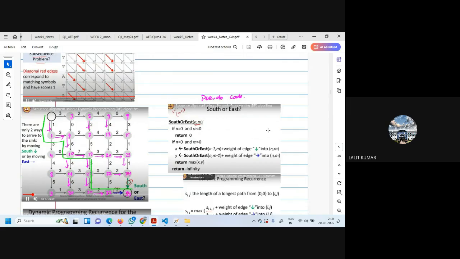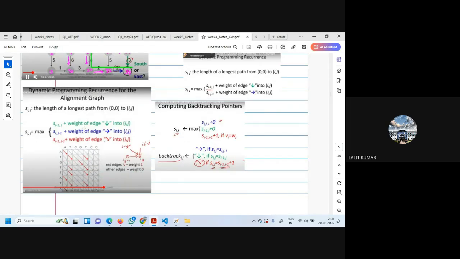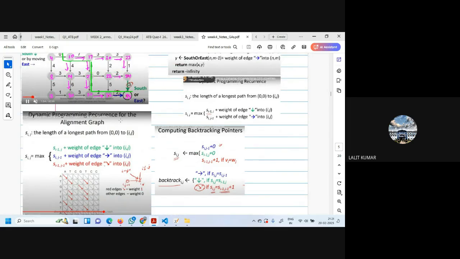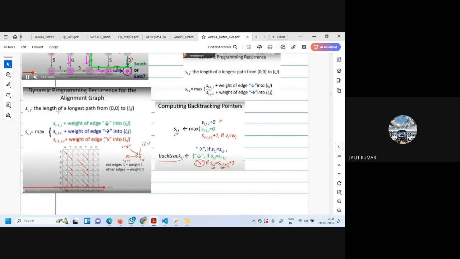The pseudo code which is there, I will cover here. So this is the dynamic programming pseudo code. The S(i,j) is the length of the longest path, and we have to start from the starting point and end at the last point. So S(i,j) is the length of the longest path from (0,0) to (i,j) here. So S(i,j) will be the max from S(i-1,j), the previous row, plus the weight of the edge.